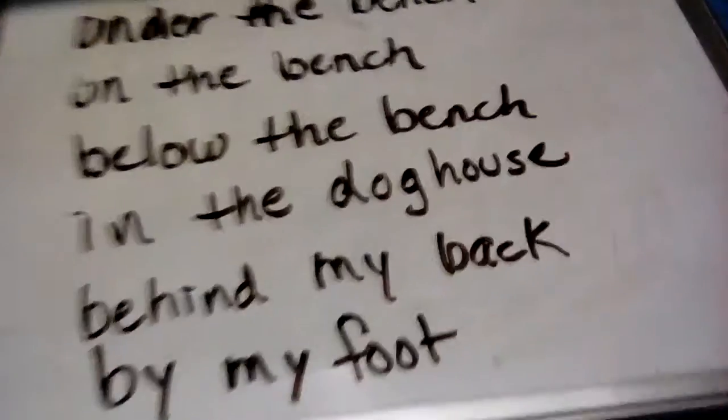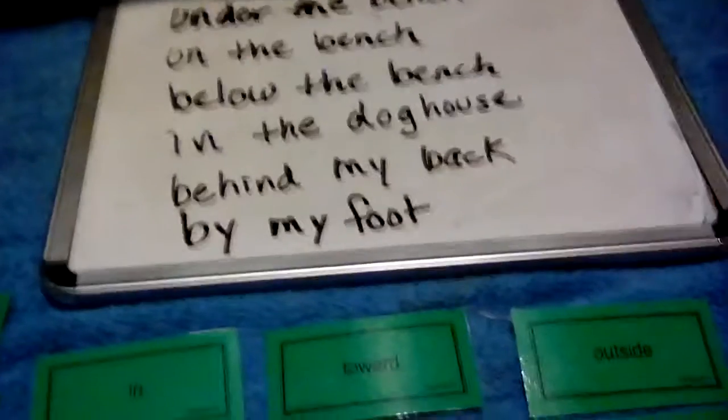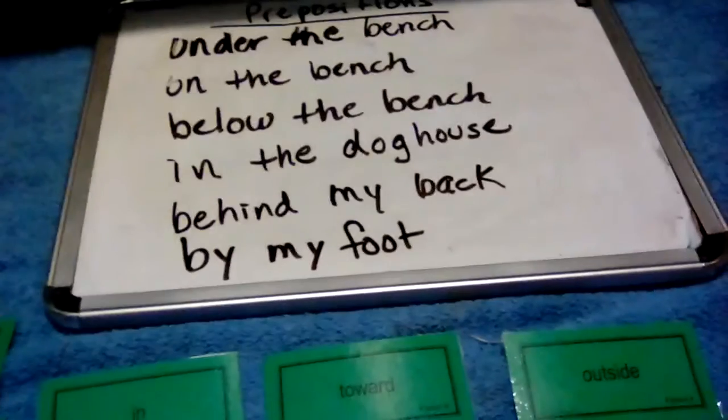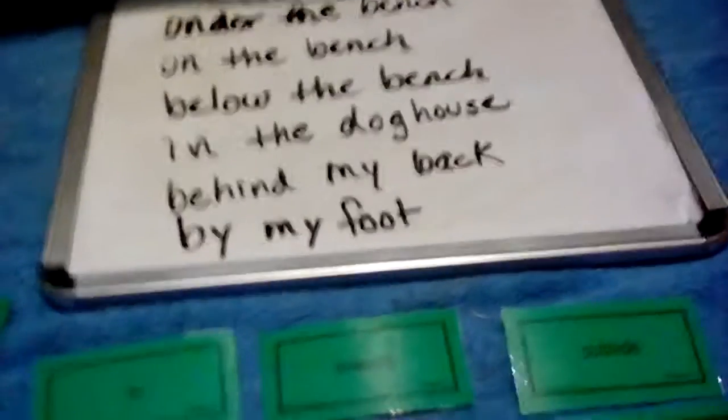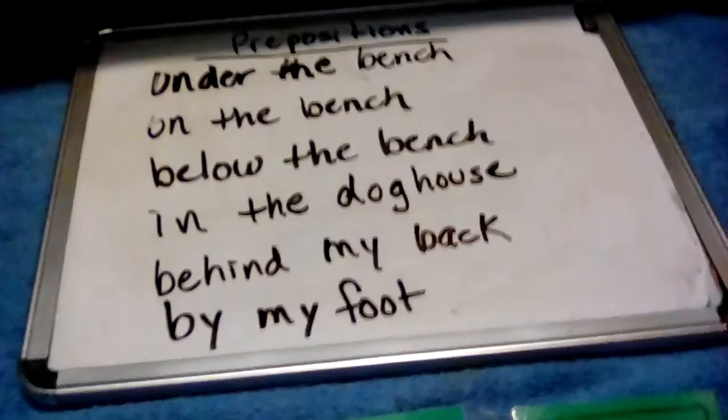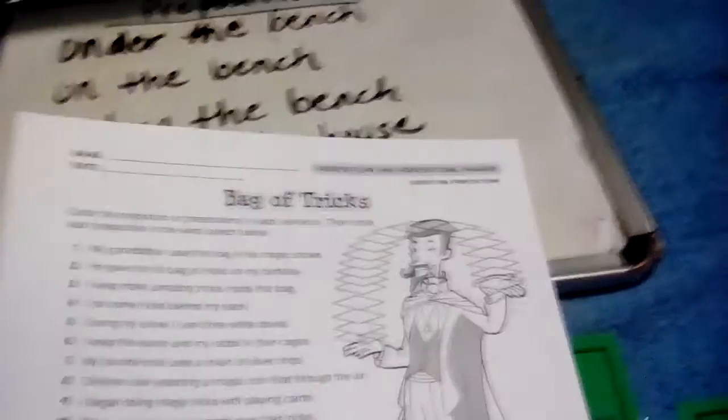And maybe it is by my foot. Hello, there's my footies. Okay, so now the marker is by my foot. Okay, again, by is the preposition, foot is the object of the preposition, and the whole thing is a prepositional phrase. Now there are many other different prepositions that we use in our everyday language. And like I said, prepositions make sentences so much better, okay?